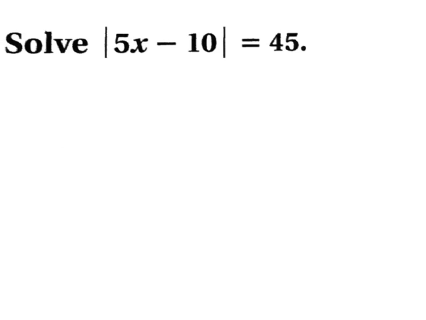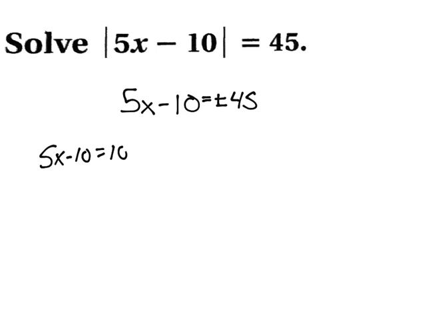All right, if I had the absolute value of 5x minus 10 equals 45, to get rid of my absolute value, I must plus or minus both sides. Therefore, 5x minus 10 can equal the positive 45. 5x minus 10 can equal the negative 45. Sorry, what am I doing? This should be the positive 45, not the positive 10.